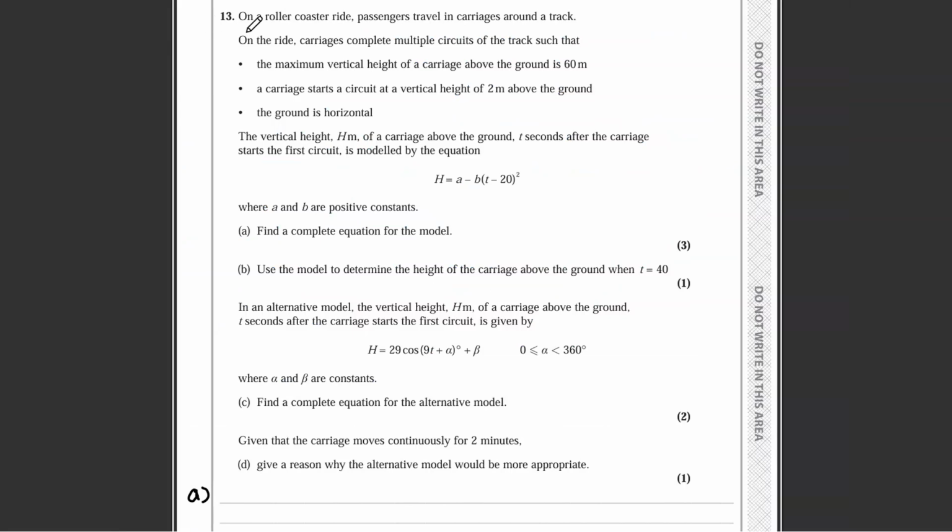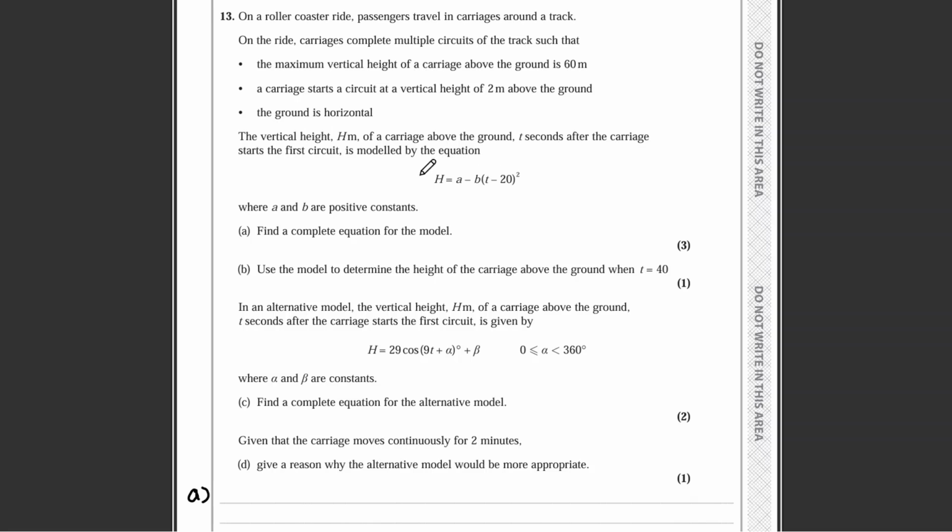Okay, so for question 13, we're told about a model for a roller coaster, and on the ride, carriages complete multiple circuits of the track, such that the maximum vertical height of a carriage above the ground is 60 meters. A carriage starts a circuit at a vertical height of 2 meters above the ground, and the ground is horizontal, okay? And we're given this model here, where h is equal to a minus b t minus 20 to the power of 2. Where h is the vertical height of the carriage above the ground in meters, and t is the amount of seconds after the carriage starts the first circuit.